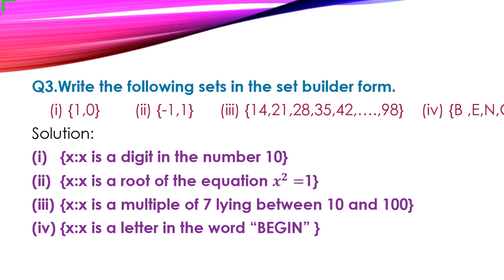Obviously we know in the number 10 what the digits are. There are only two digits, 1 comma 0. So obviously you can understand that we have written it in a set builder form. Next is minus 1 comma 1. Now I have written x such that x is the root of the equation x square is equal to 1.